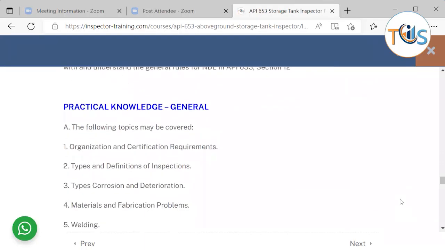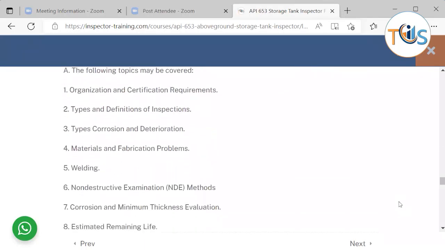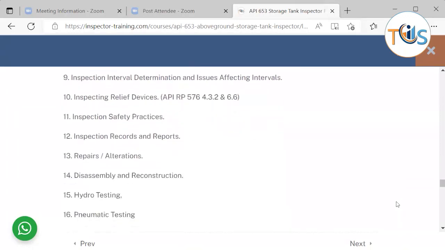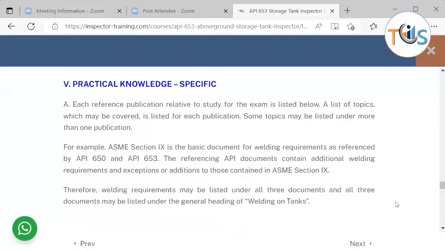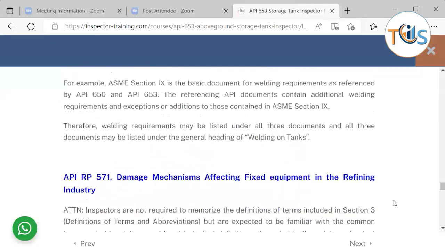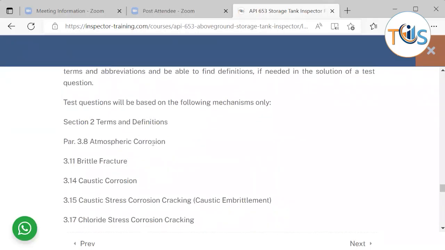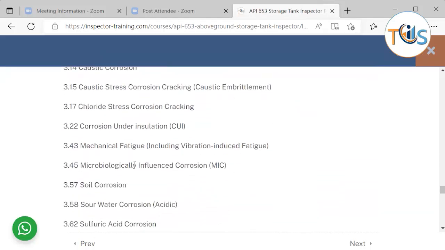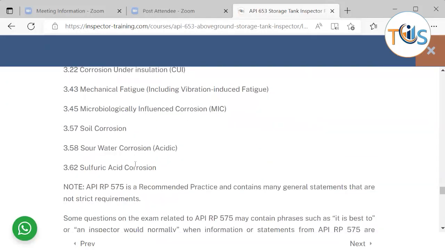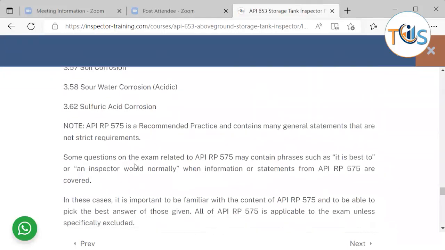So practical knowledge, you should know about the organization, certification requirements, type and definition of inspection, types of corrosion and deterioration, material and fabrication problems, welding, non-destructive examination, and all these, plus specific practical knowledge, which includes API 571. They have explained which sections you should know. Say for damage mechanisms, you should know the terms definition and a dozen of the most frequent damage mechanisms. The very basics.